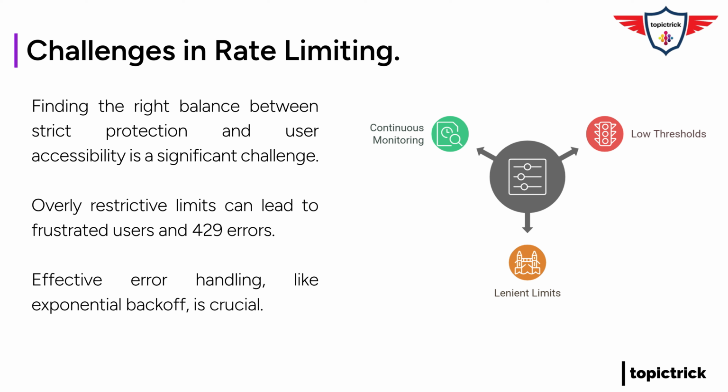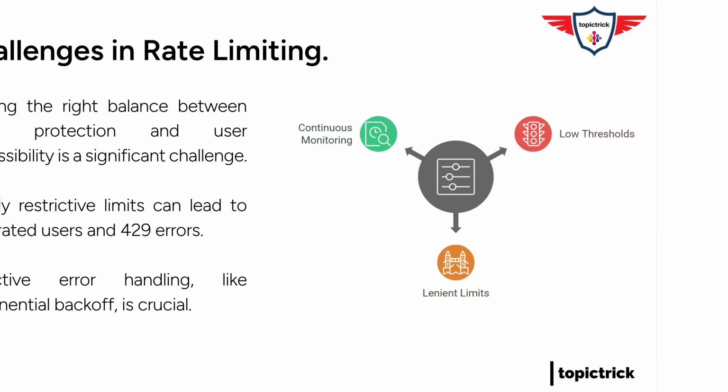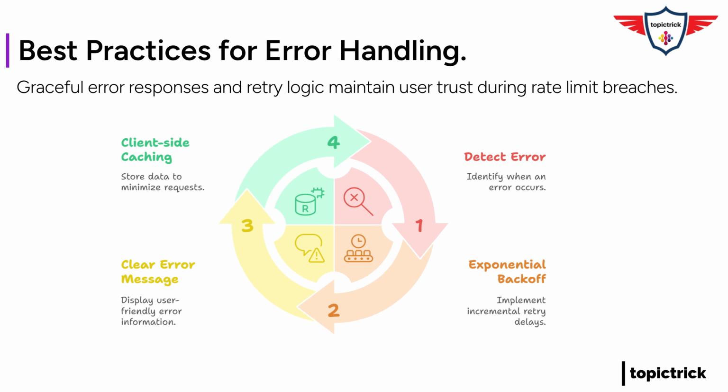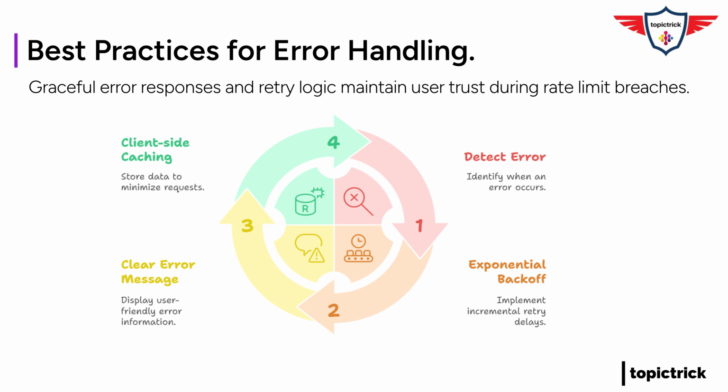Exactly. And that's where good error handling comes in. The best practice is to design your app to respond gracefully to these errors. Usually that means implementing something called exponential backoff, where your app waits a little bit longer after each failed request before trying again. That way, it doesn't keep hammering the server and making things worse. Interesting. So the next time I see that dreaded 429, I'll know there's actually a good reason behind it.